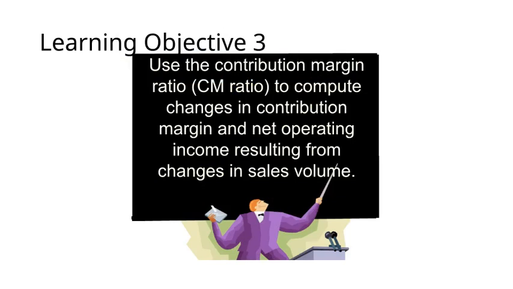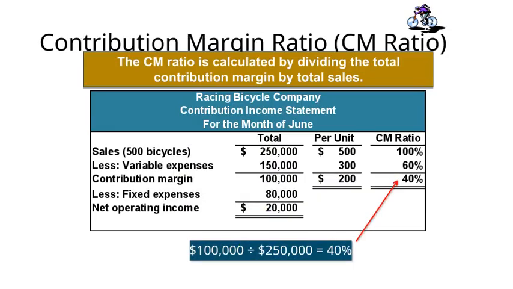Learning objective number 3 is to use the contribution margin ratio, CM ratio, to compute changes in contribution margin and net operating income resulting from changes in sales volume. The contribution margin ratio is calculated by dividing the total contribution margin by total sales. In the case of Racing Bicycle, the ratio is 40%. Thus, each $1 increase in sales results in a total contribution margin increase of 40 cents.